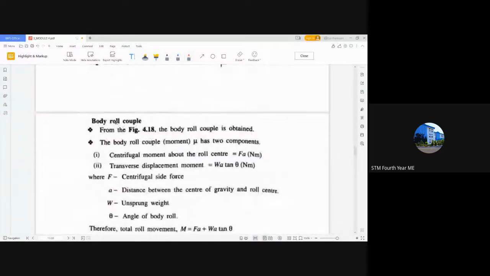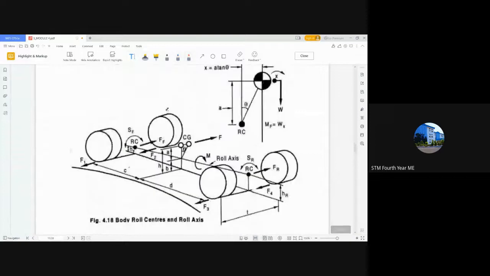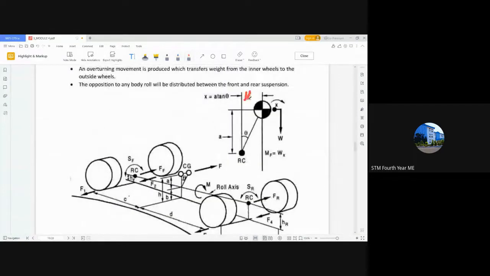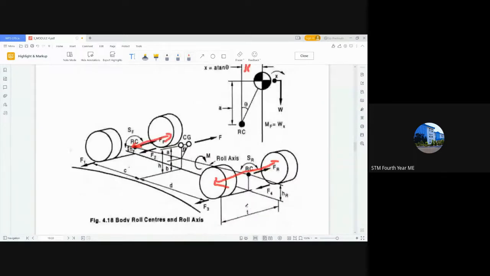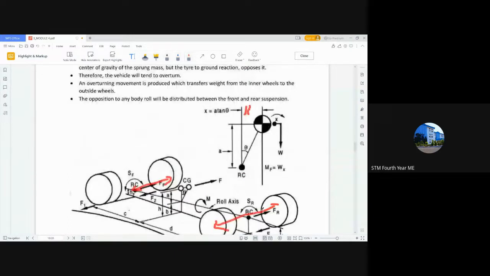Roll couple. So we have a distance x here and a distance x here, and when this x becomes equal to the distance from here to here, or from here to here, the body flips over. Please write down: when x becomes equal to t, the body flips over.